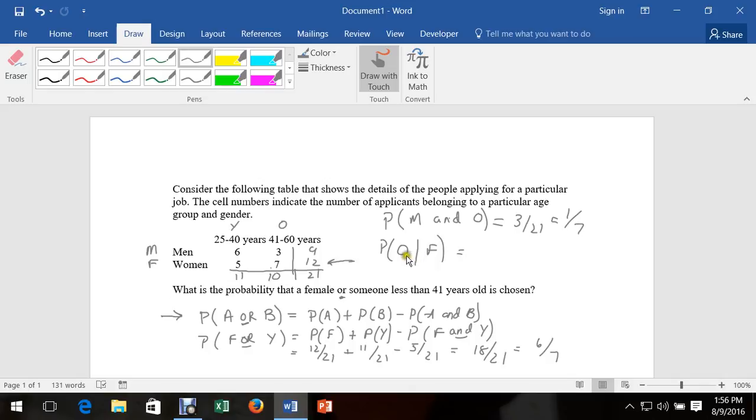Now, knowing that, what's the probability the person is old? Well, there's 7 out of 12 who are old given that they are female. That's called a conditional probability.